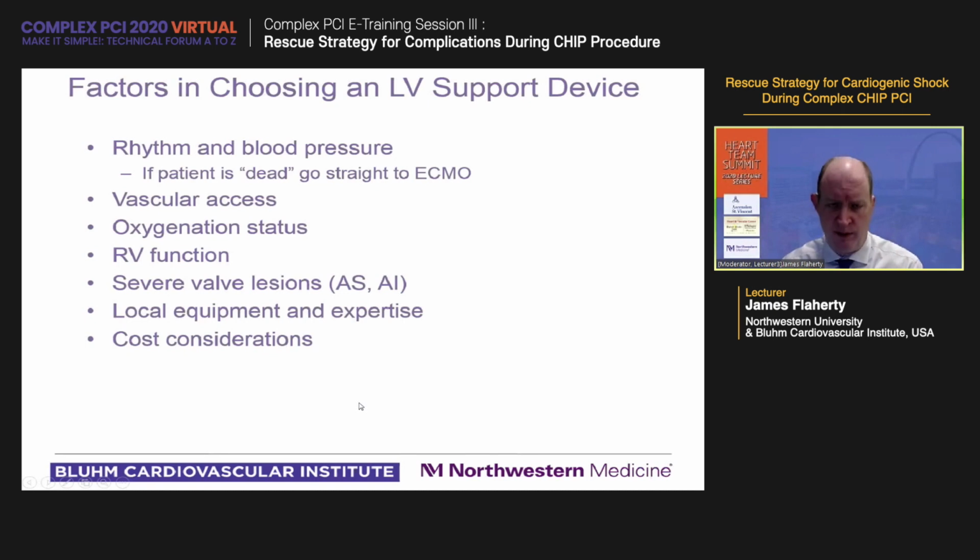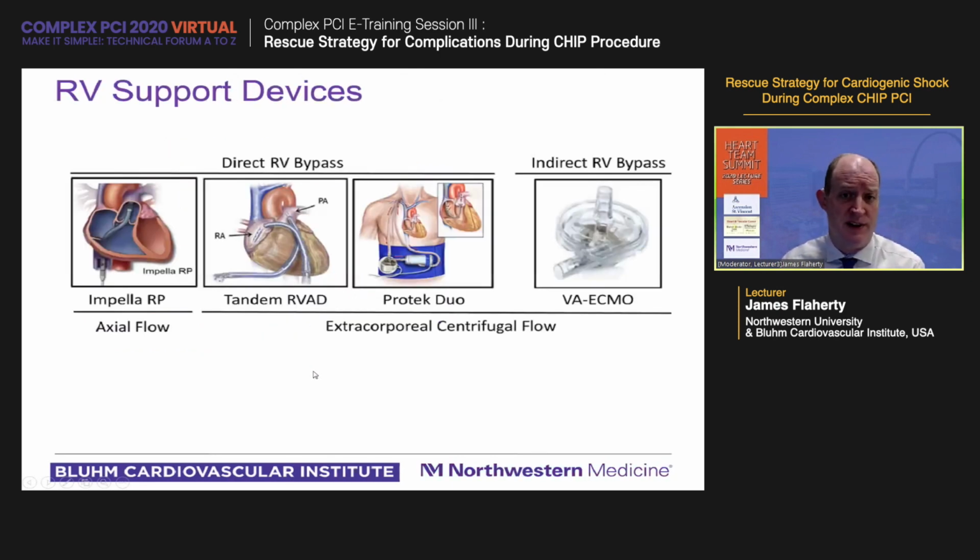Factors in choosing: What's the rhythm and blood pressure? If a patient is getting full-blown cardiac arrest, sometimes going straight to ECMO is going to save their life the quickest. Vascular access size, oxygenation, RV function. Do they have valvular lesions for those devices that cross the aortic valve? Local equipment and expertise is important, and cost, of course, is a consideration. There are direct RV support devices that are used much less, but I just want to mention them.